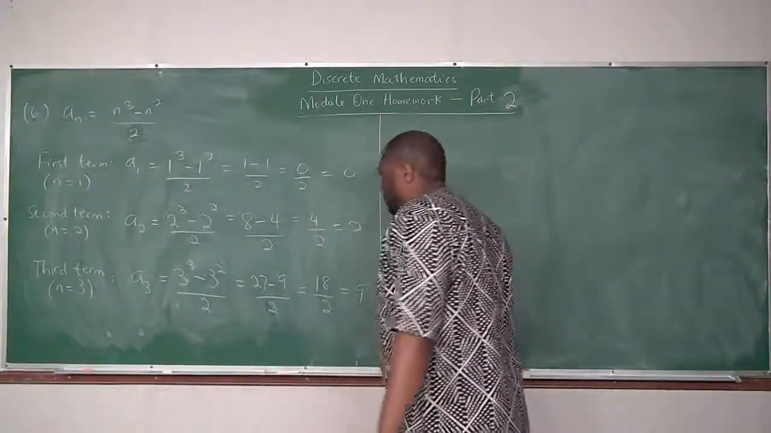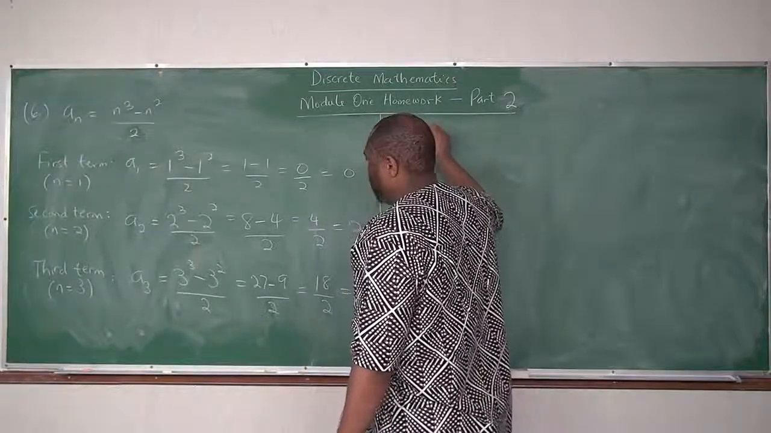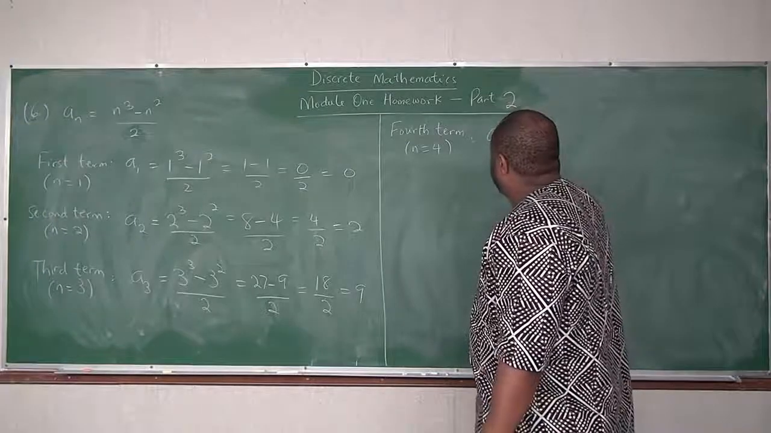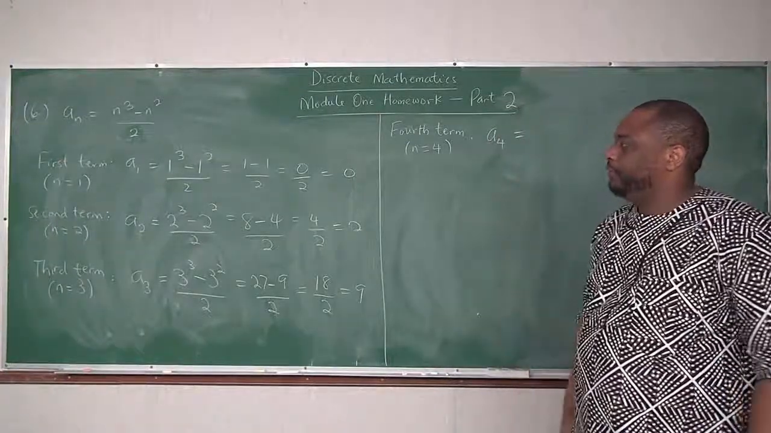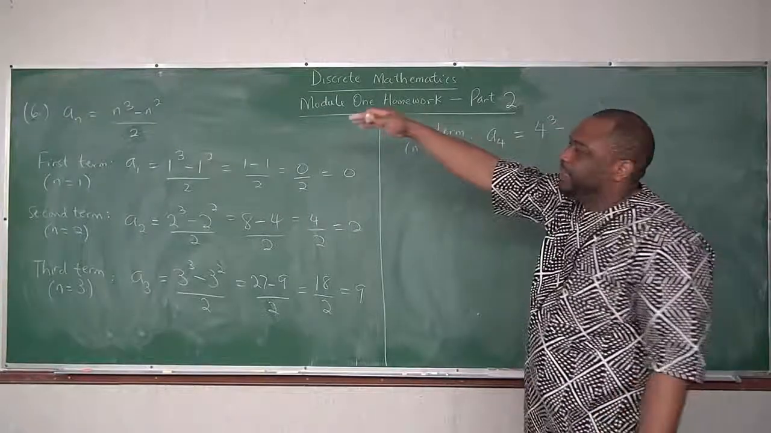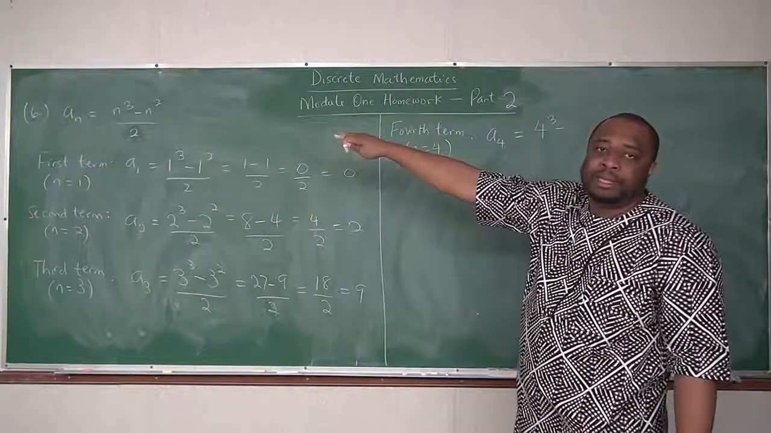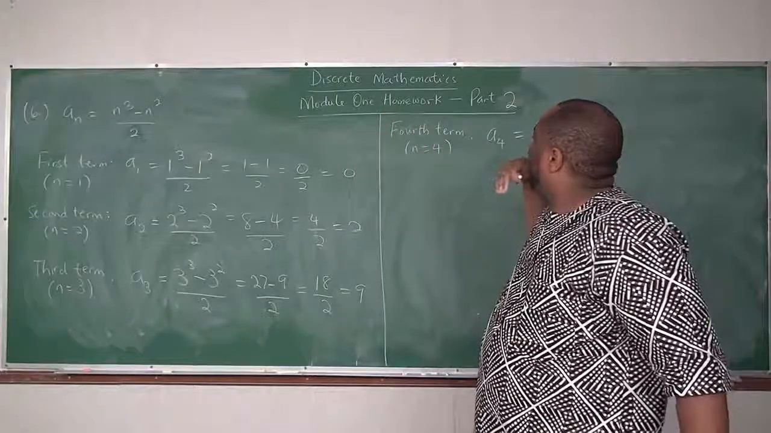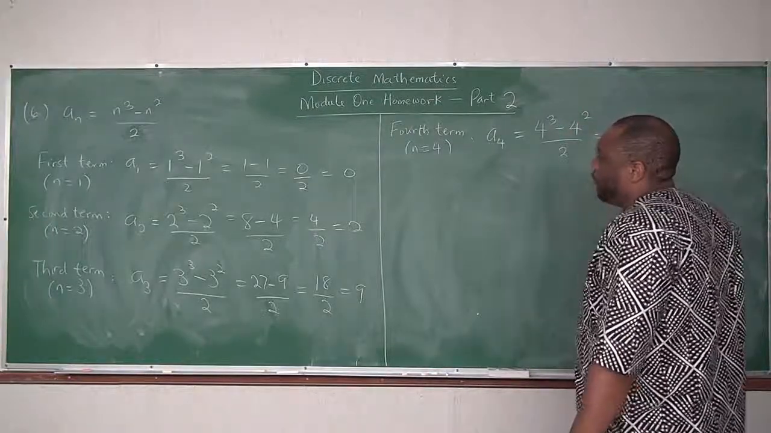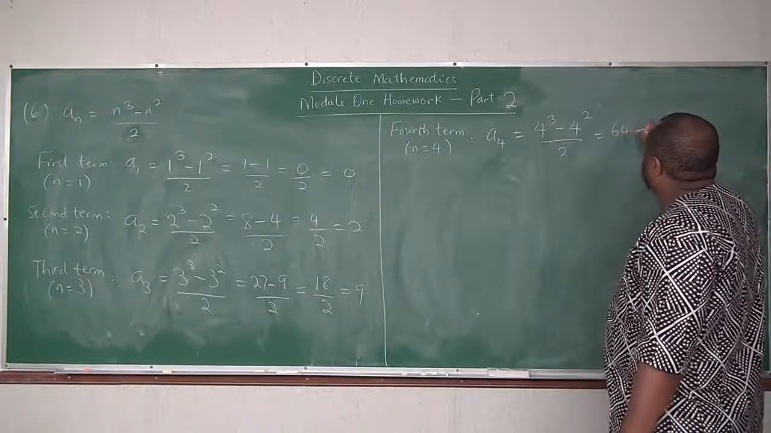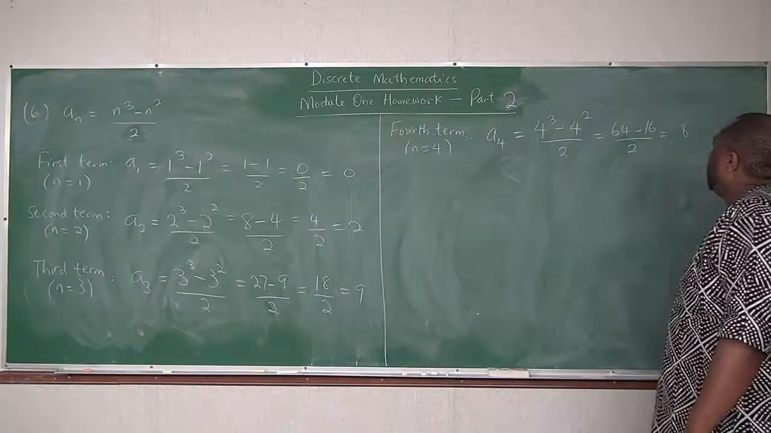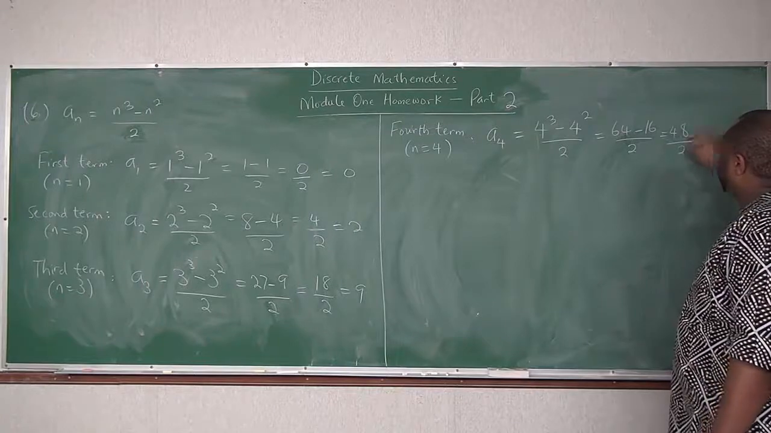Then the fourth term, n equal to 4. So here we say a subscript 4. So this is 4 cubed minus 4 squared divided by 2, anywhere we see n in the formula for the sequence, we put 4. And that will give us 4 cubed is 64, minus 4 squared is 16, which is 48, divided by 2 gives us 24.